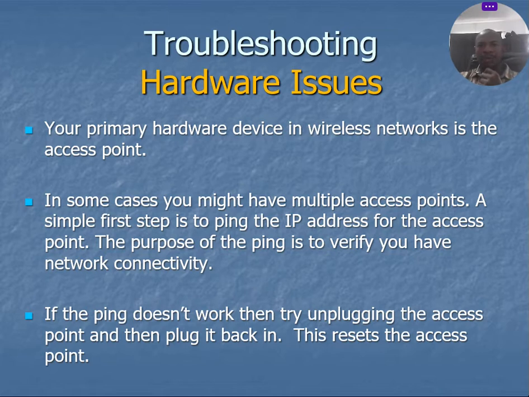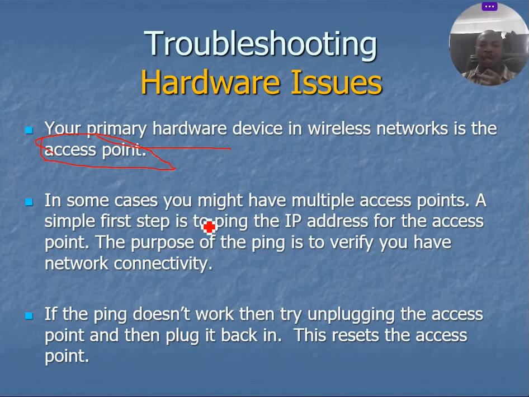The primary hardware device in troubleshooting wireless network is the access point. Now, this access point is very important, and every time we have issues, the first point of contact we should check is to ping the access point.